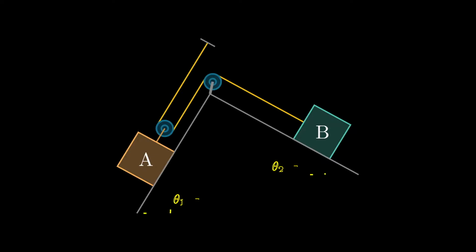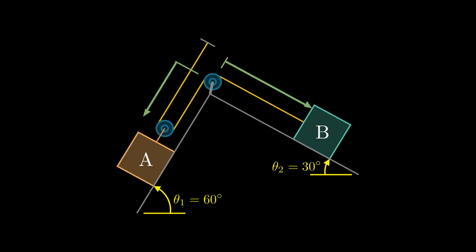Here's my recreation of the problem. Since it's a pulley problem, we will need to assign some measurements to the string lengths so that we can use the conservation of string principle. I'll call these two lengths SA and SB. The total length of string is 2SA plus SB, and if we take the time derivative, then we find this relationship between the block velocities.